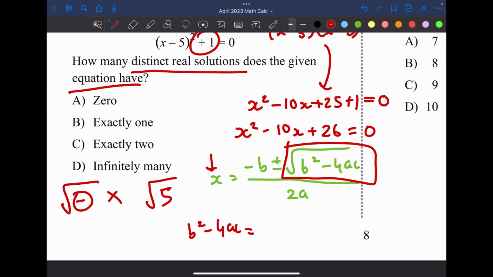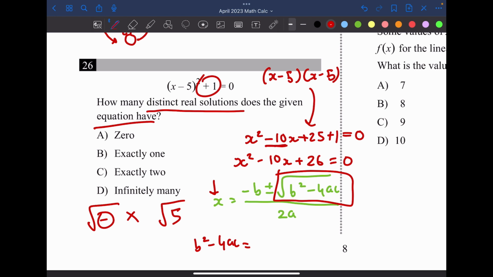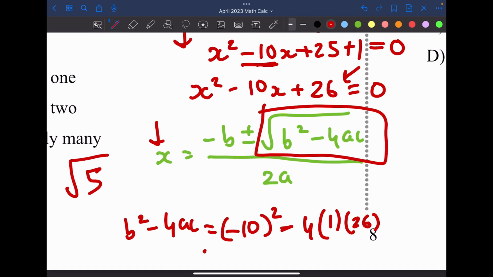This is going to be equal to b squared, which is negative 10 squared, minus 4, a is equal to 1, so times 1, and c is equal to 26, so times 26. If you put this on a calculator, you would get 100 minus 4 times 26, which is 104, which is also equal to negative 4.